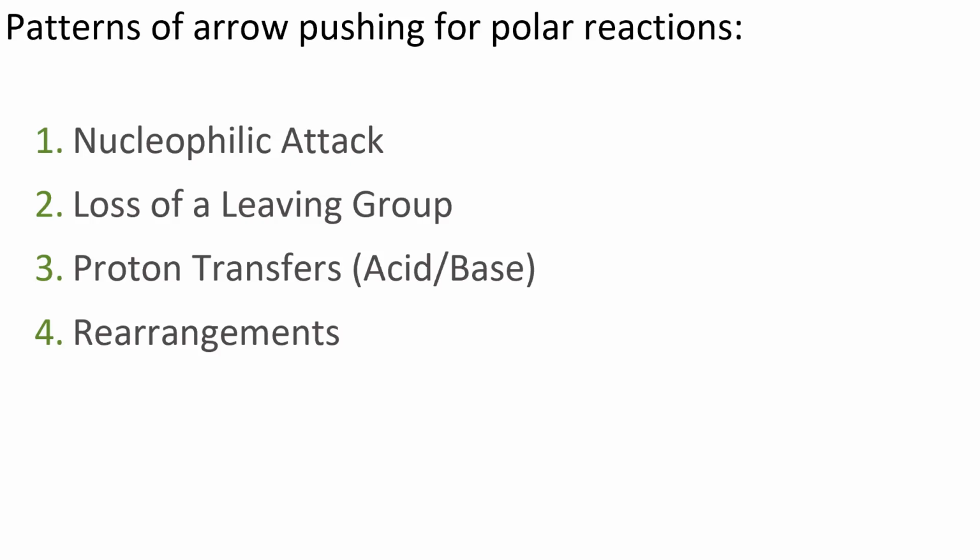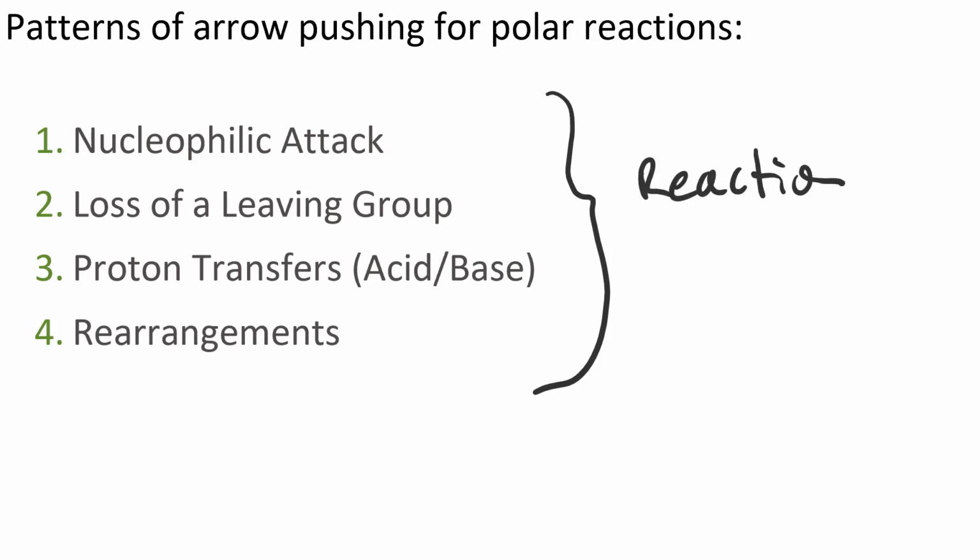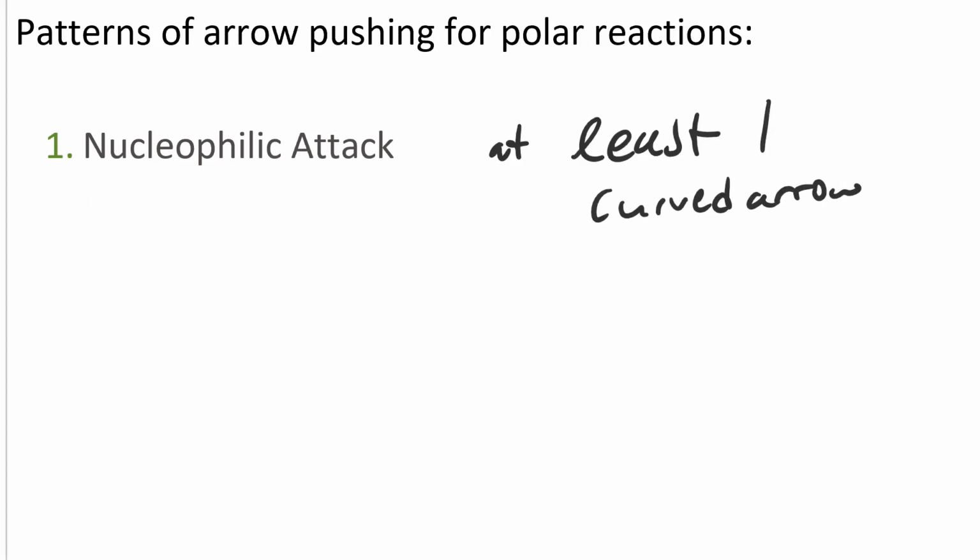Now let's look at patterns of curved arrows for polar reactions. For any reaction mechanism that we are going to study in the next few days, the patterns of curved arrows will be one of these: either nucleophilic attack, loss of a leaving group, proton transfers, or rearrangements. We'll go through them one by one.